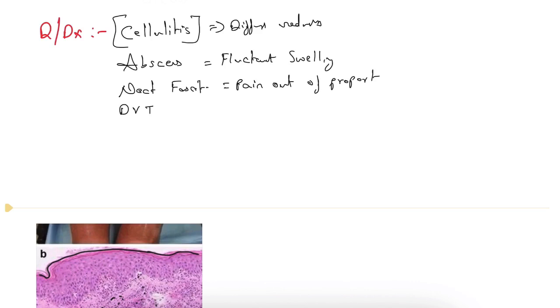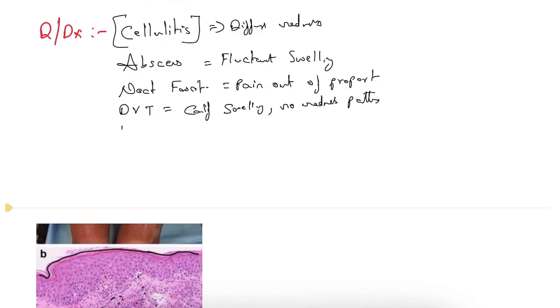Okay, next, another differential diagnosis will be DVT, because DVT can cause unilateral swelling mostly. So we can see the Homan's sign will come positive because of calf swelling. Next, we can see no redness pattern.